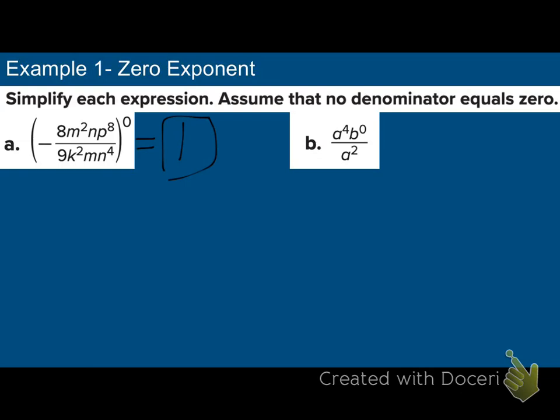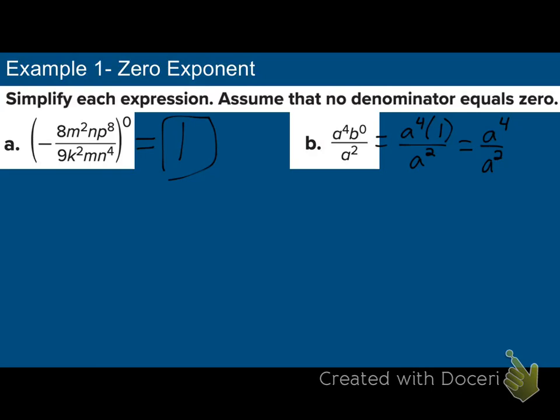Letter B. Is the whole thing raised to the 0 power? No. So the whole thing's probably not 1. So let's figure this one out. You could simplify b to the 0 first. B to the 0 is what? 1. So that'd be a to the 4th times 1 up top. Everyone agree with that? B to the 0 turned to 1. Anything times 1 is just itself, right? So this is just a to the 4th over a squared.